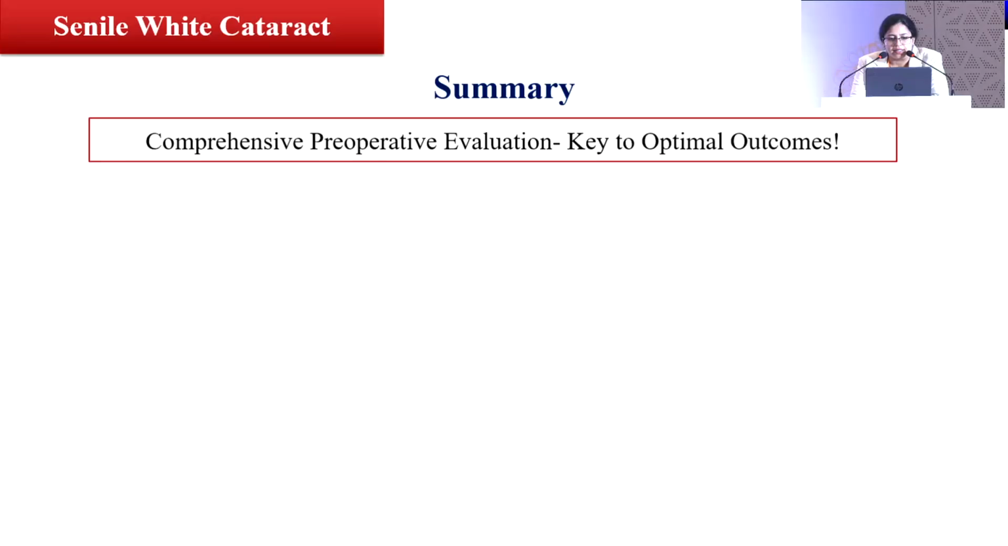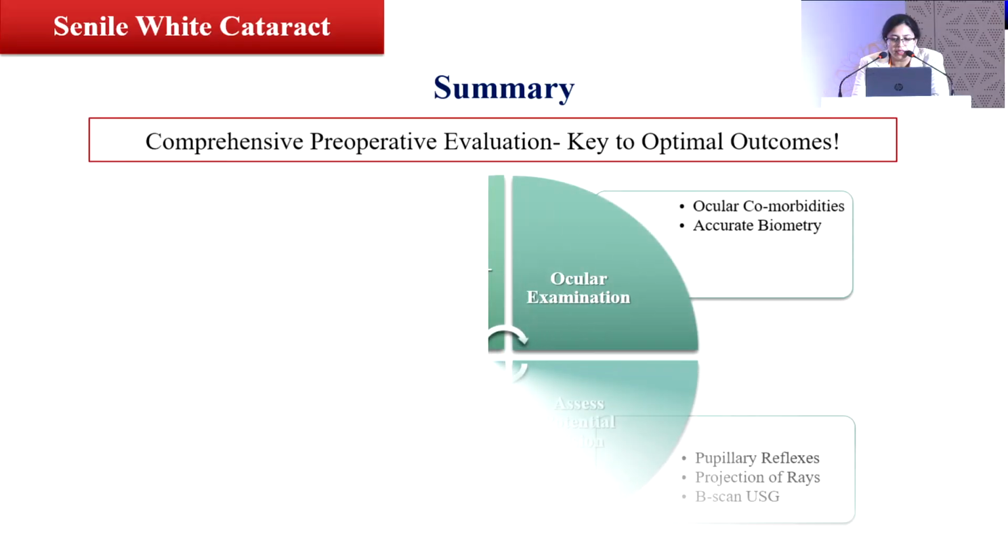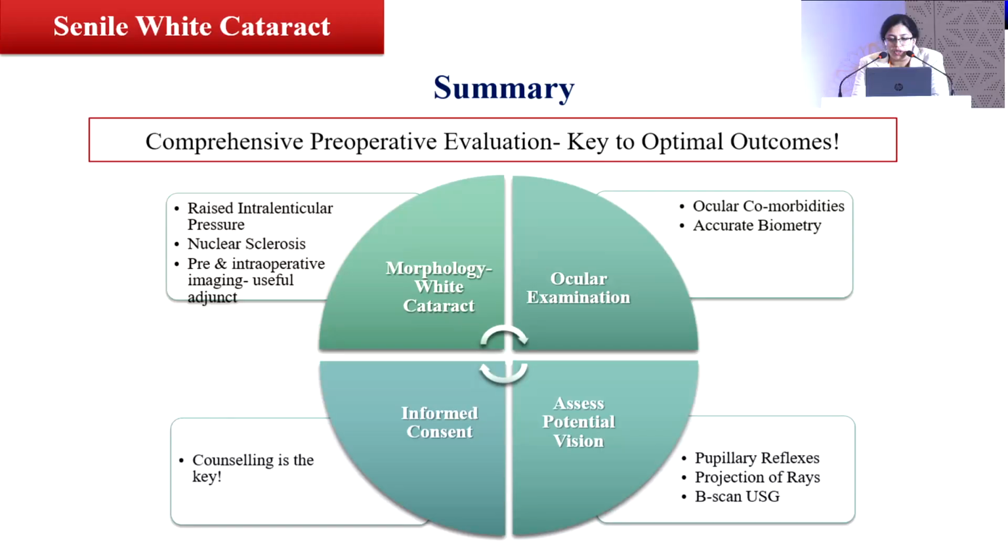Just to summarize, a comprehensive preoperative evaluation is the key to optimal outcomes. Ocular examination to rule out comorbidities and accurate biometry. Morphology has to be assessed to rule out raised intralenticular pressure, which can help you plan better. The amount of nuclear sclerosis, and pre and intraoperative imaging is a useful adjunct to planning. Assess the visual potential in terms of pupillary reflexes, projection of rays, and B-scan ultrasonography. Informed consent and counseling is the key.